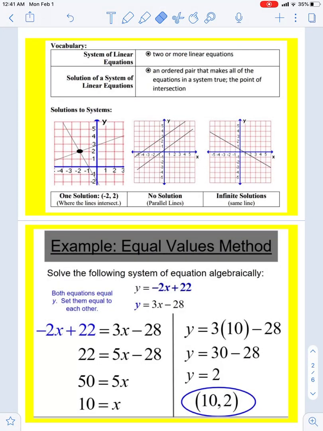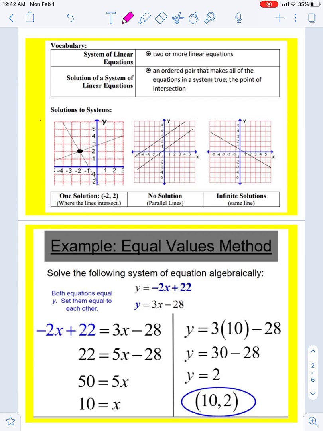Okay, guys, so today we're going to talk about something called a system of linear equations. The first thing we're going to go over is some vocabulary. A system of equations is really just two or more linear equations that are grouped together. And the solution of a system of linear equations is an ordered pair that makes all of the equations in the system true. So there are three types of solutions.